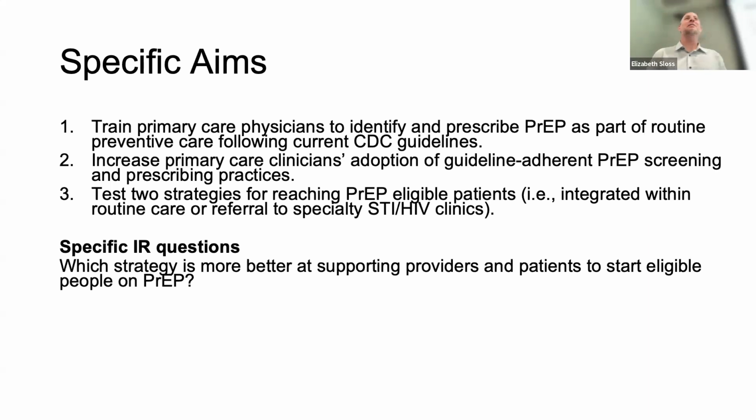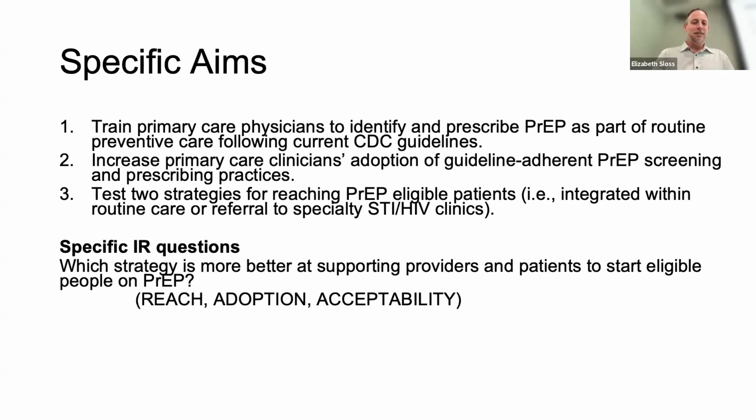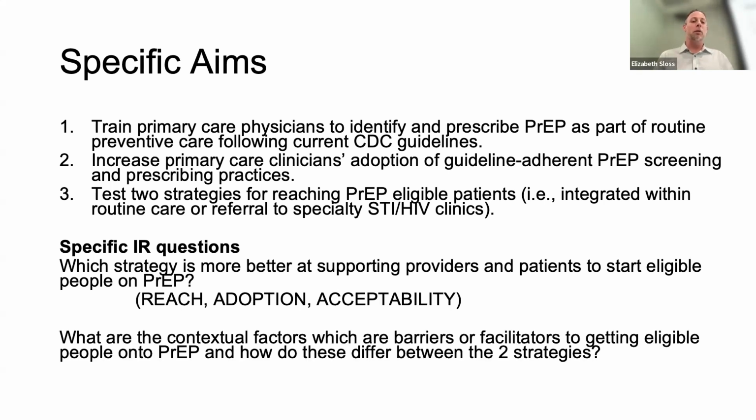I think it was more effective, and I was like, I don't want effectiveness in there. Okay, so which strategy is better at supporting providers and patients to start eligible people on PrEP? Reach, adoption, and acceptability are the three things related to that question.